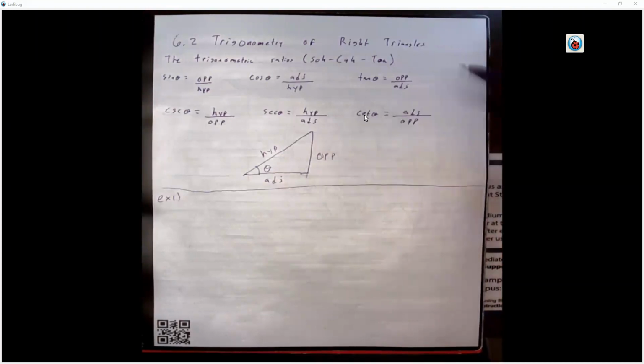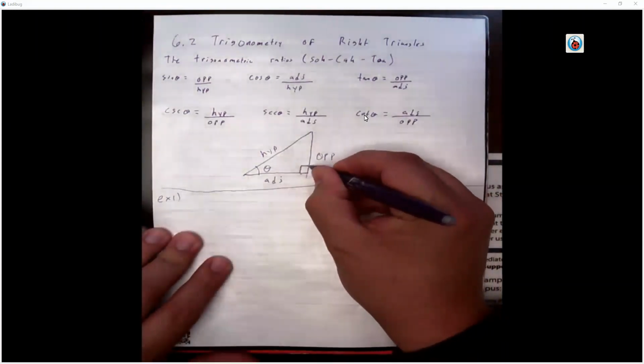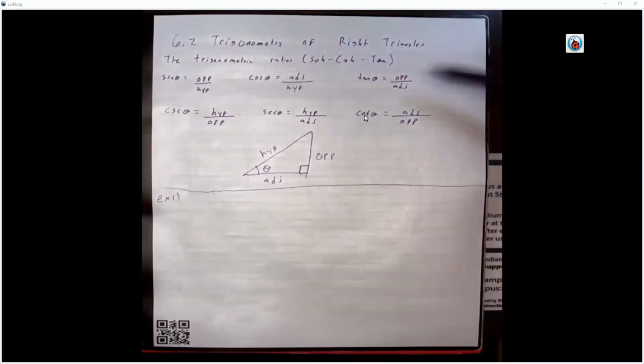Okay. We were going to be doing more right triangles in this section. So this is a right angle here, so we wouldn't put a theta there because that's 90 degrees. Okay. All right. So I would keep these handy for exam, etc.